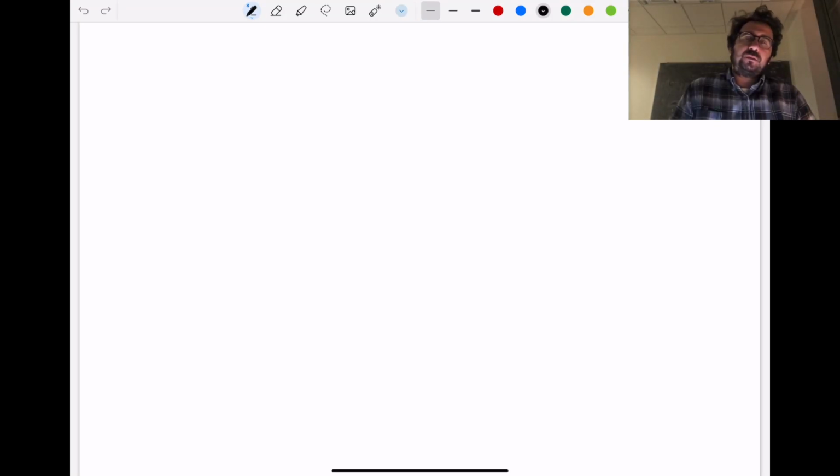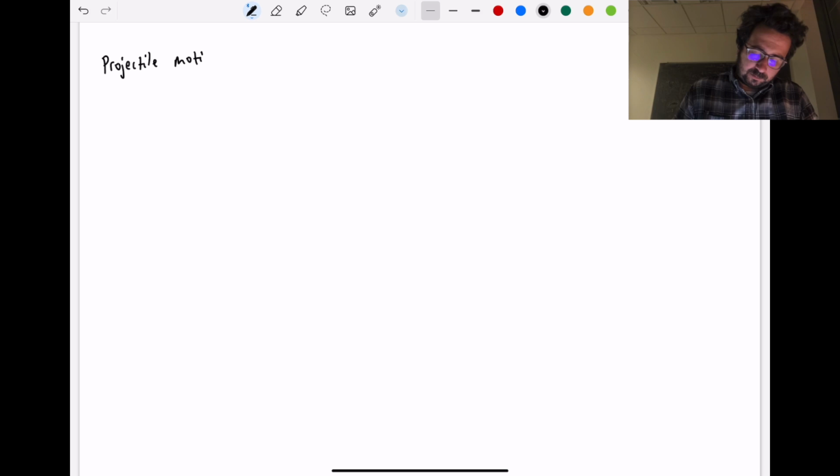Hi, in this short session we are going to go over the kinematics regarding projectile motion by solving an example problem. Okay, now we have the following setup.